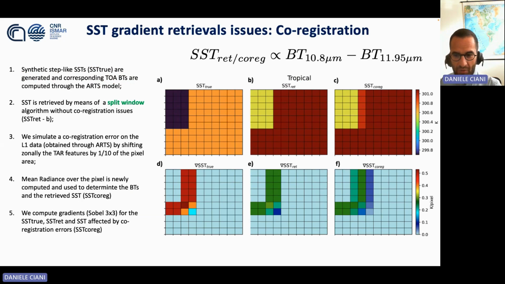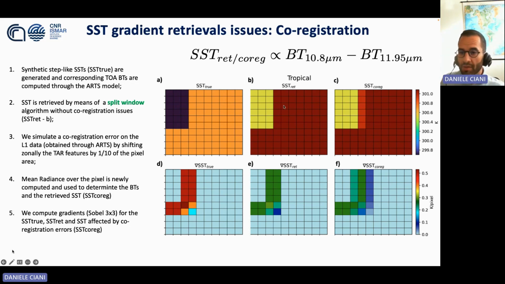This has been quantified in a very simple exercise, which is summarized by these 6 figures here on your right. So in panel A, you see a very simplified SST field, which is given as an input to a radiative transfer model. A step-like SST configuration with 2 distinct areas generating a gradient of about 1 Kelvin per pixel in the frontal area.